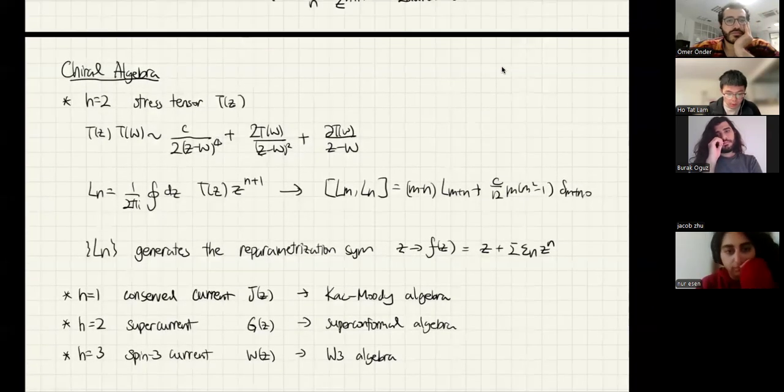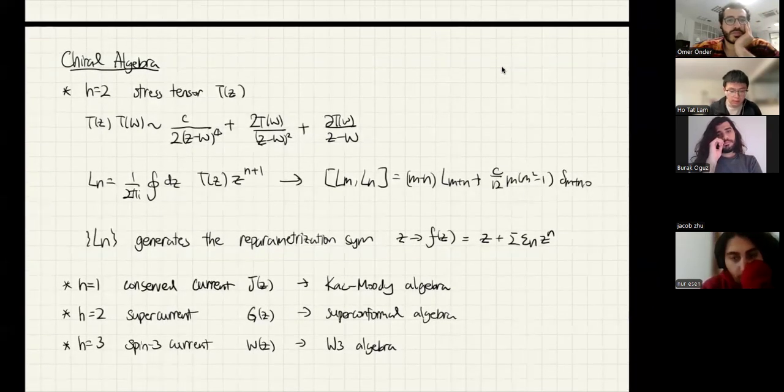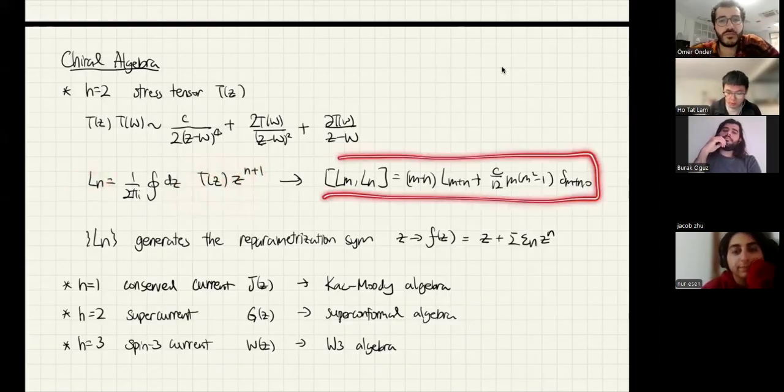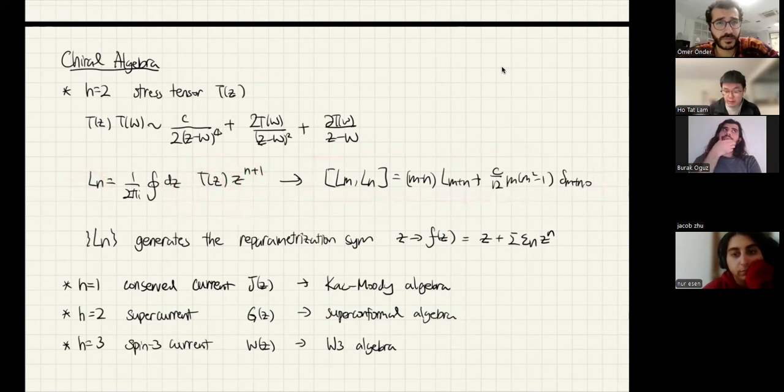And so, some quick examples. The most classic chiral algebra is, of course, the Virasoro algebra built out of the stress tensor. If you have a chiral operator with spin 2, this will give you a stress tensor, and this OPE is highly constrained by associativity. Then by integrating the stress tensor with some appropriate power of z, you can define the Ln operators, and you can compute the algebra of the Ln operators, and this is nothing but the Virasoro algebra in 2D CFTs.